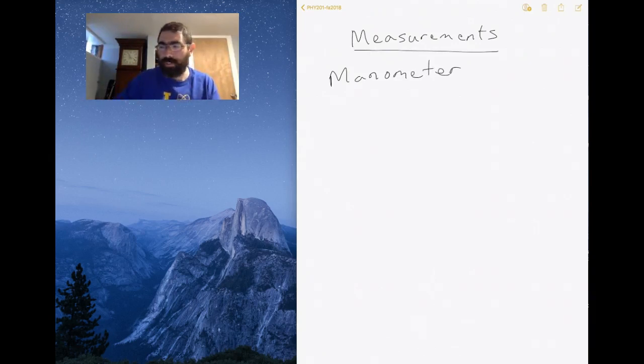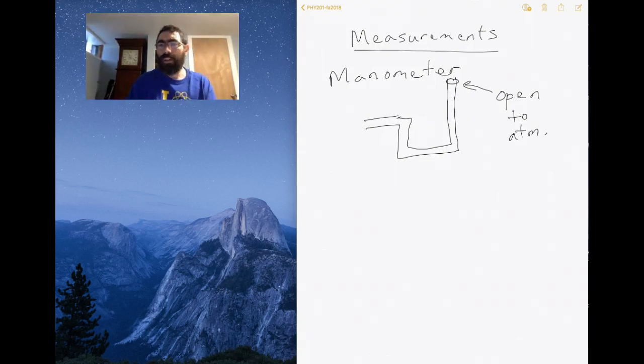What a manometer is, it's a tube which has this U shape to it and a long column on the other side, where this end is open to the atmosphere. If we poured a liquid in here, which would then have some height to it, that height should be the same on both sides. It's at the same level, which means that the pressure is the same at that height, right there.